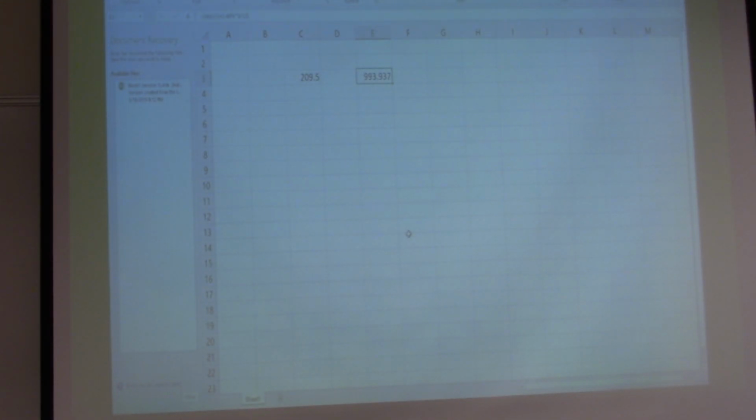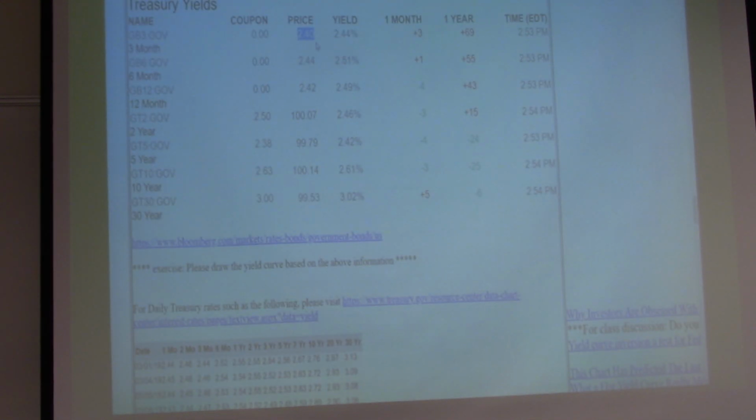And it's reported should be 99.3937. So that should be the price. But why does it say 2.4? So this number should be 99.39, not 2.4. I don't know, it's a typo, but it shouldn't be because it's Bloomberg.